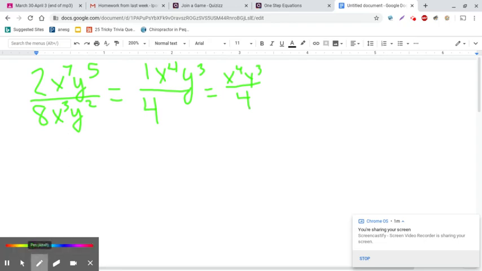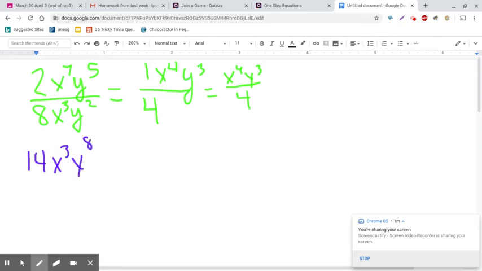All right. If you need to pause at any time, pause and copy. But I'm going on to the next example. Let's go with 14x3, y8 over 7x2, y5.